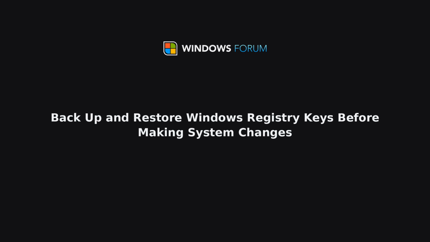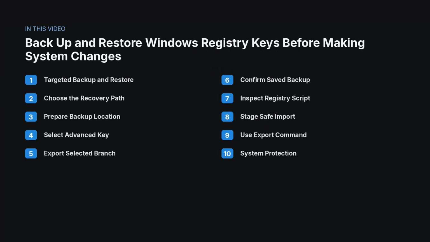Before you change the Windows Registry, create a verified backup so one wrong value does not become a permanent problem. You'll create a focused backup of the Explorer Advanced Key, verify its contents, and stage both graphical and command line recovery methods. You'll also see when a registry export is enough and when System Restore provides the safer recovery layer.